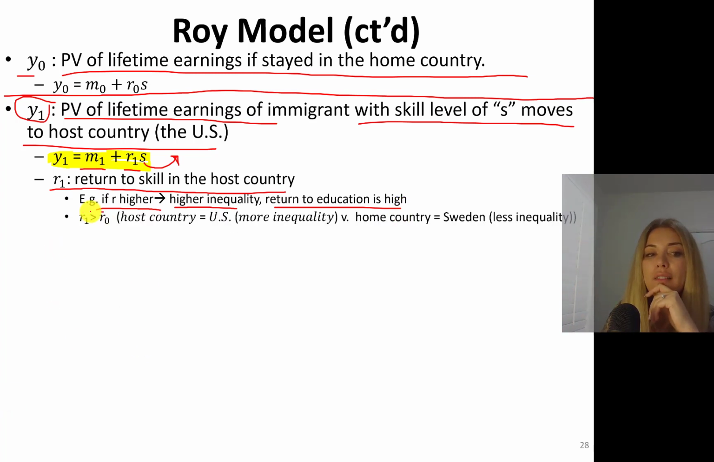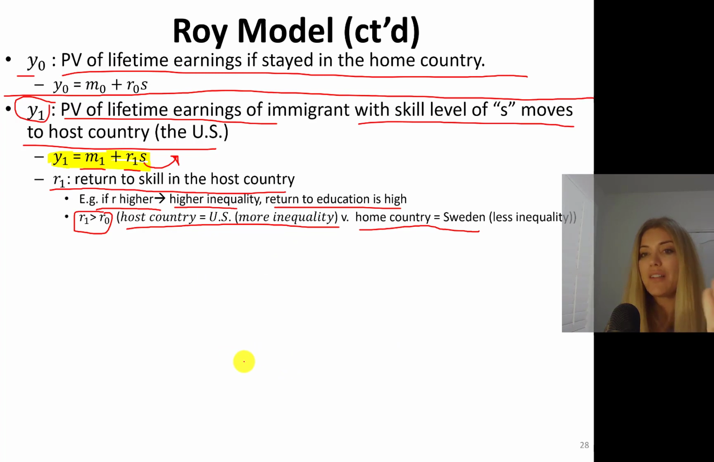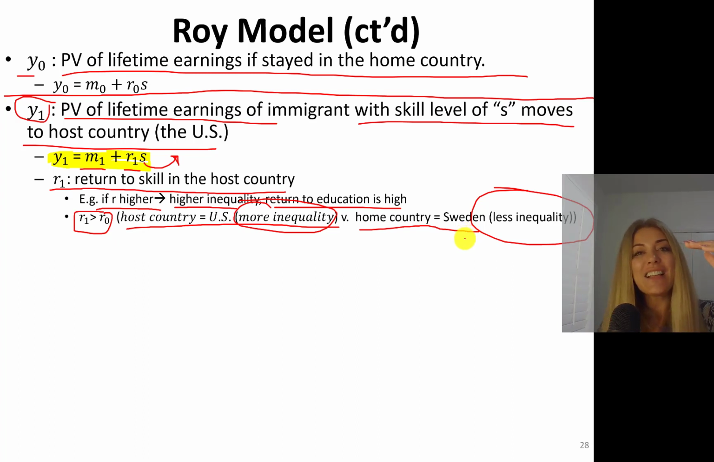So if R1 is greater than R0, in the host country, the US, return to education in the US is larger than in the home country. Let's say you are in Sweden. If you migrate from Sweden to the US, you are coming from a less inequality country to a more inequality country. What does this mean, Dr. G? Sweden has less inequality? Yes. Return to education is not as high in Sweden as it is in the US.